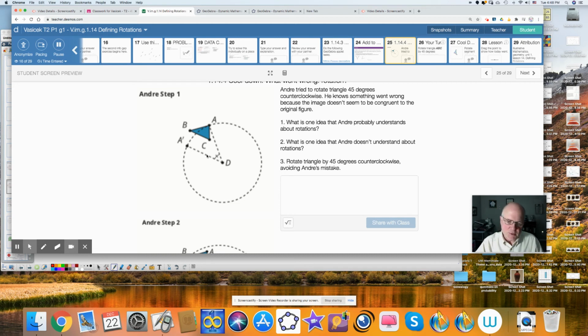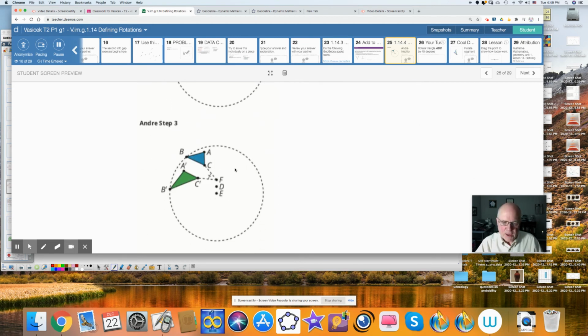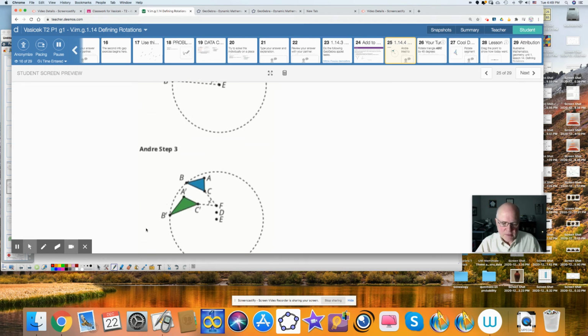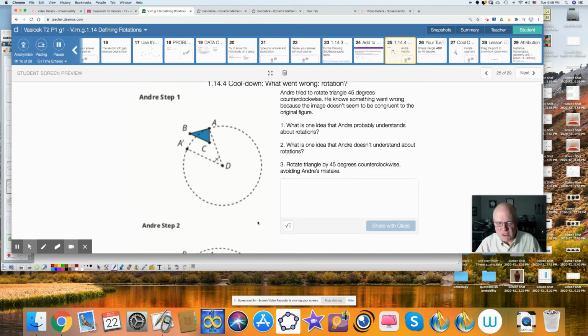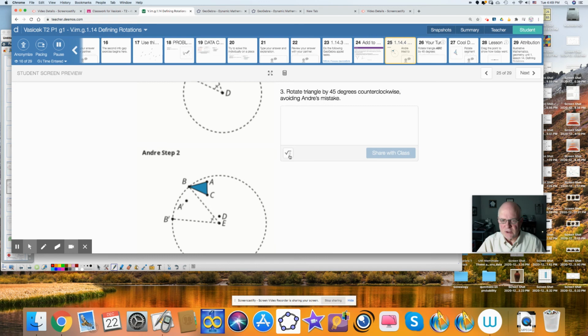Looks like he knows he's supposed to go by the same angle. Maybe it's 45 degrees each time. It also looks like he's going in the right direction. He's going from B to B prime, B to B prime, A to A prime. So he's going in the same direction. What he's not doing is using the center. Here he's using the center D, and then E, and then F. He's changing the center. You have to have a center, an angle, and a direction. He's got the angle and the direction, but he doesn't always use the same center.